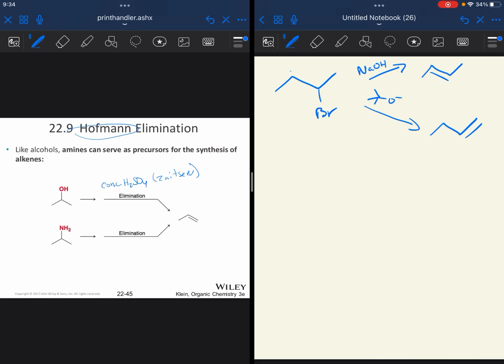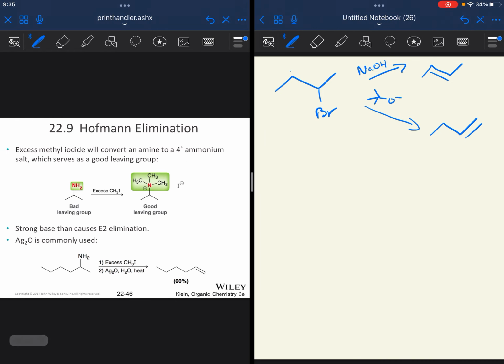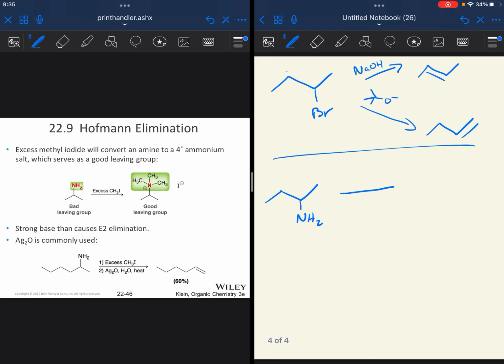Now, amines are also not good leaving groups, much like the hydroxy group. And so in this reaction, we have to make it a better leaving group. Now, instead of using acid, we use an alkyl halide. So when you take your amine and you react it with a methyl iodide, and it could be a bromide or a chloride, but iodide is the best leaving group, and so we usually use methyl iodide.